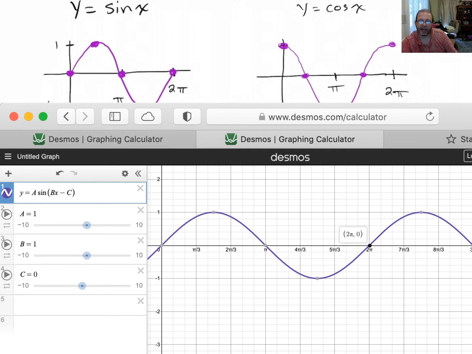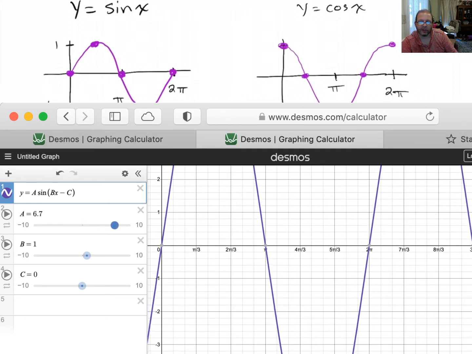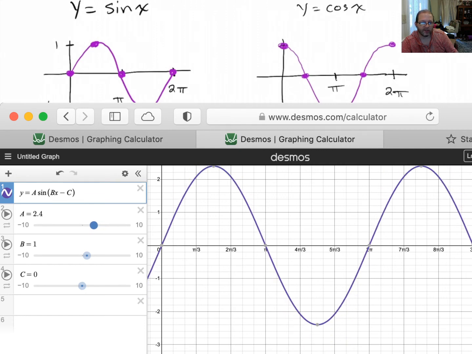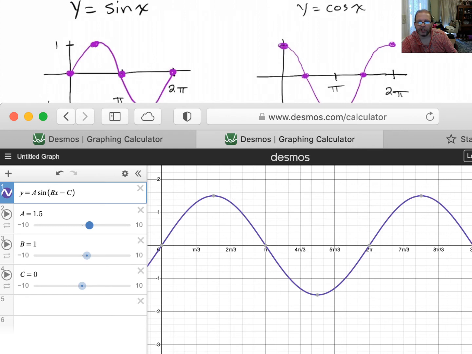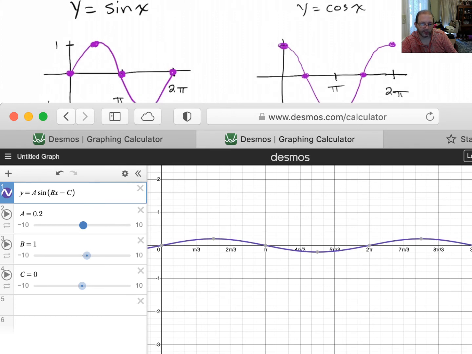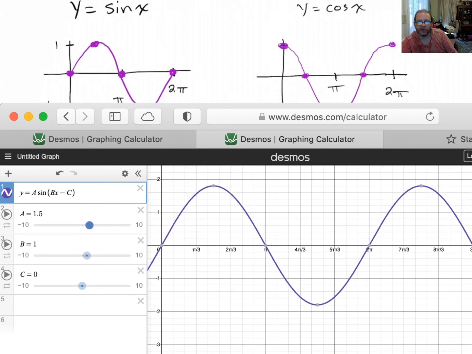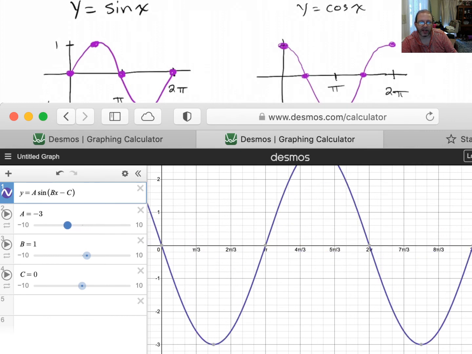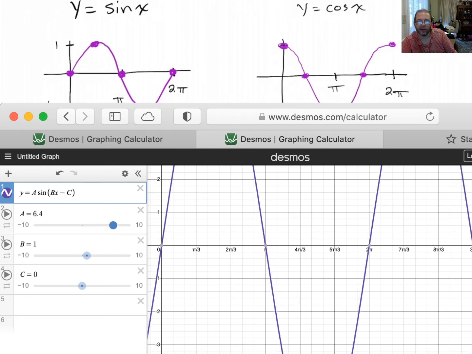If I adjust A, when A gets bigger, it makes the amplitude change. And that makes good sense. It's multiplied by the entire sine, so that's going to change the vertical stretch of the thing. So if I make A less than 1, it squishes it down. If I make A bigger than 1, it makes it grow. And then if you go negative, it flips it upside down. So we can vary the amplitude like that.